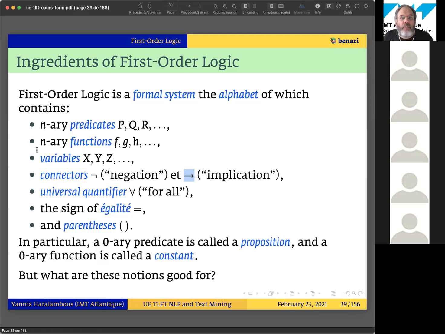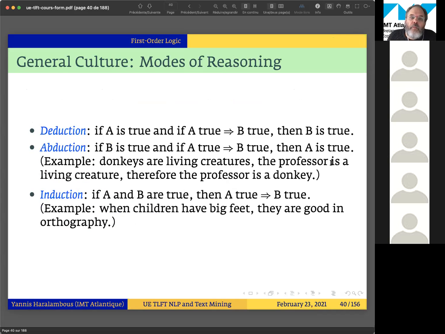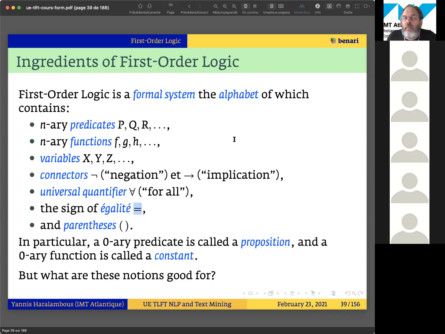And inside predicates, you have terms, which will be functions, variables, and so on. A universal quantifier is applied to variables only. Then we have the sign of equality, which is used only between terms. And then we have parentheses. Parentheses can be used at any level. We will see all of this in more detail. We will see examples and everything.